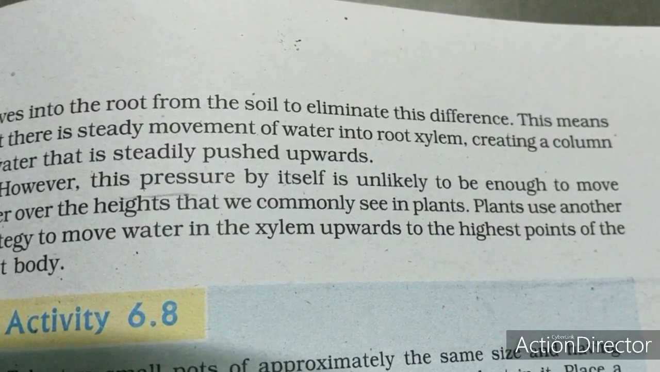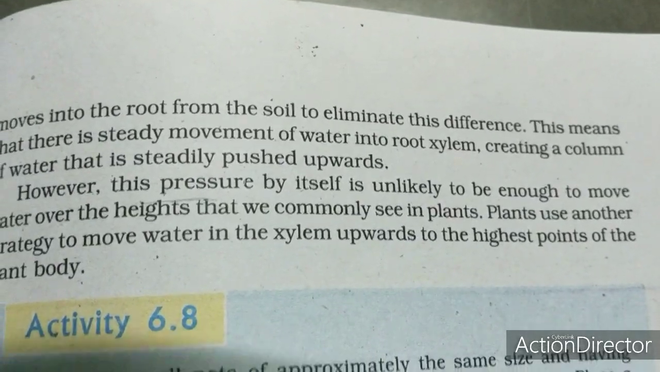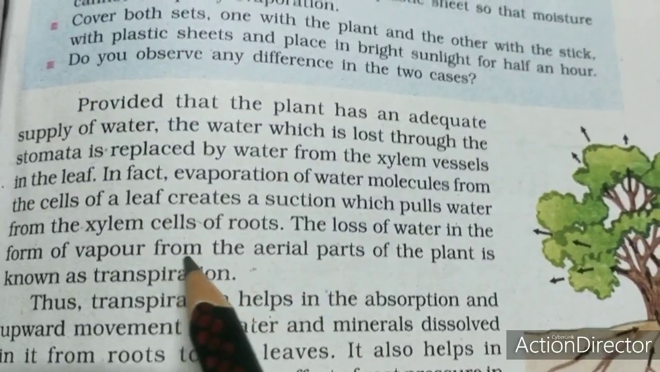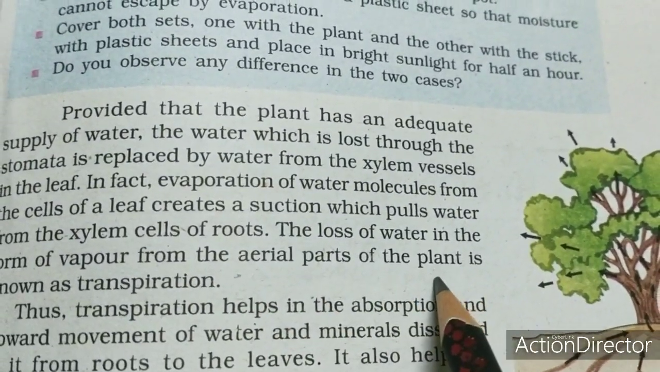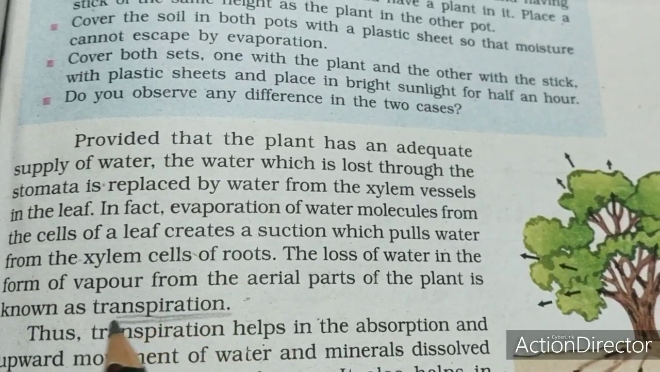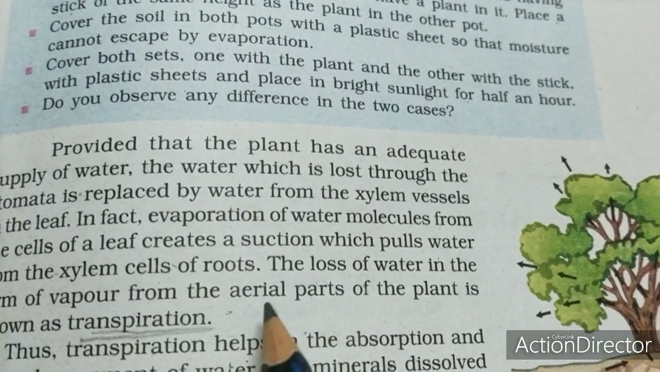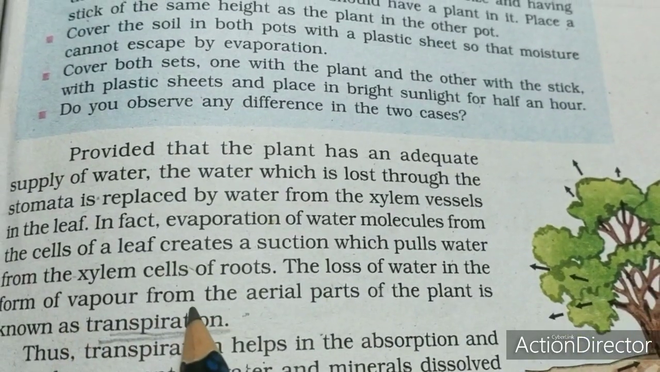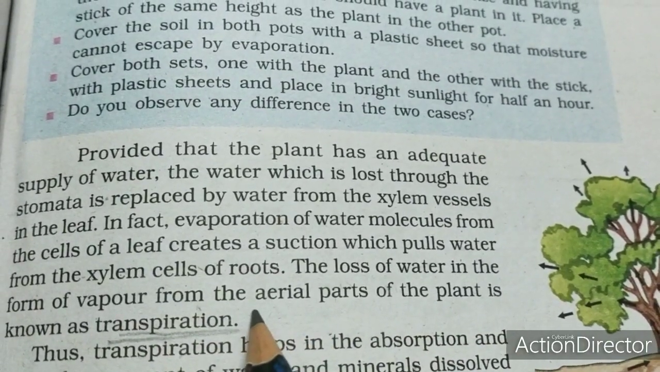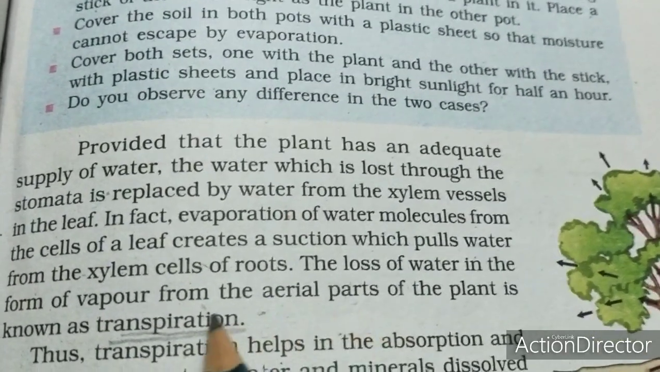How does it work? Let's know what is transpiration first. What is transpiration? Transpiration is the loss of water in the form of vapors from the aerial parts of the plant. It's known as transpiration. Very important concept, transpiration. So what is the definition for transpiration? Transpiration is nothing but the loss of water in the form of vapors from the aerial parts of the plant. Aerial parts means which are exposed to the environment. So this process is called transpiration.